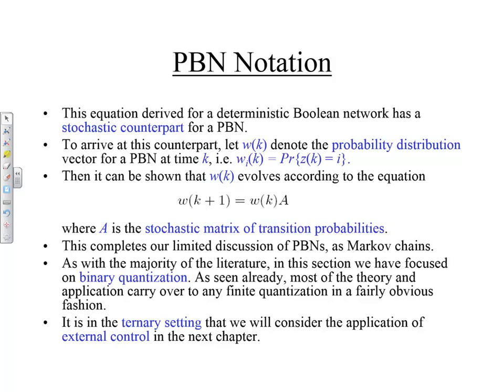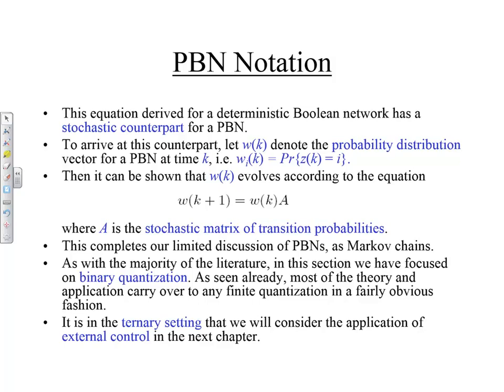Then you can show quite easily that Wk is going to evolve according to this equation, where now A is a stochastic matrix of transition probabilities. All the rows have to sum up to 1. And if you take a look at the PBN paper, it has all the details, all the bookkeeping necessary. Here I'm just giving you the big picture. Maybe you don't need to because you are strong in this area, but if you need to go through that exercise, you can. It's all worked out in the paper. So this completes our limited discussion of PBNs as Markov chains.